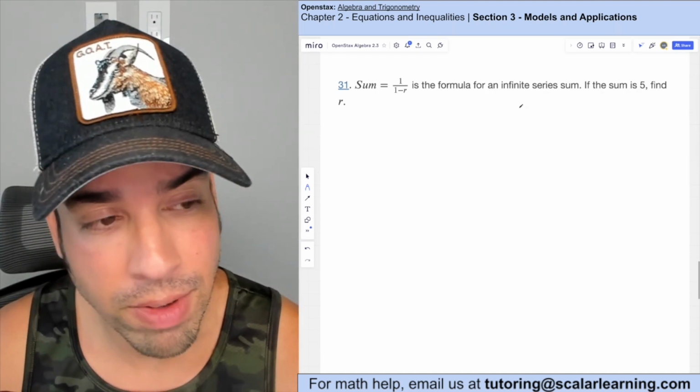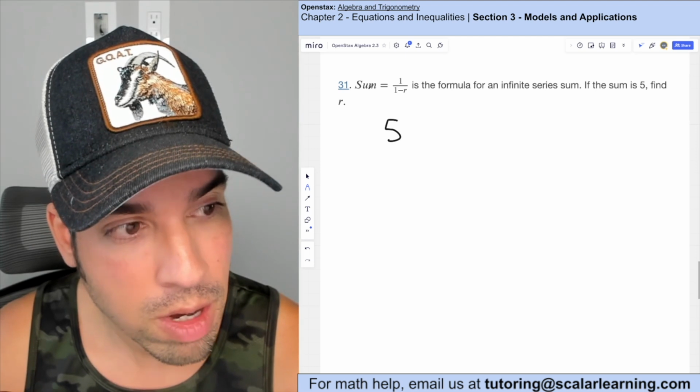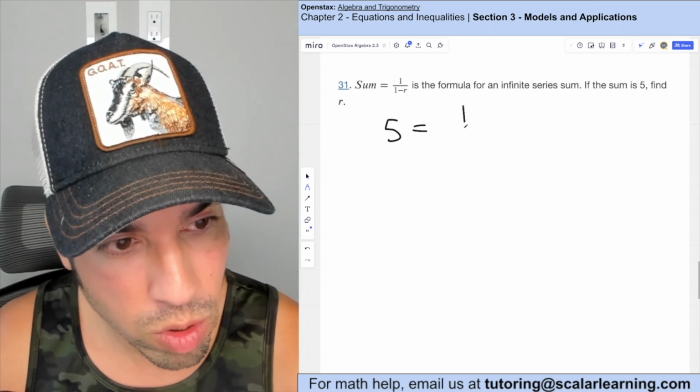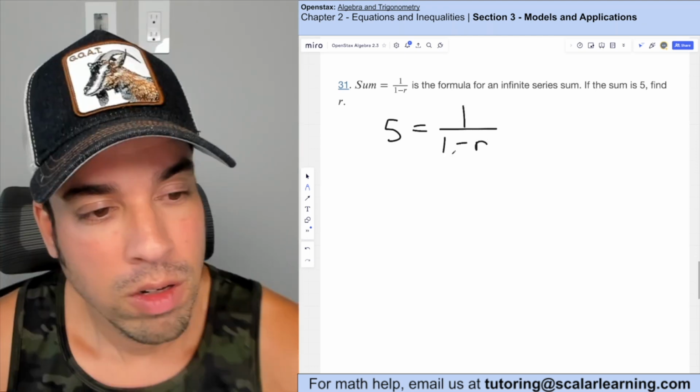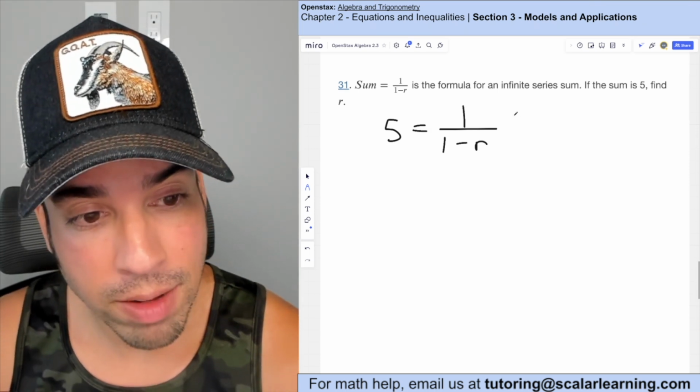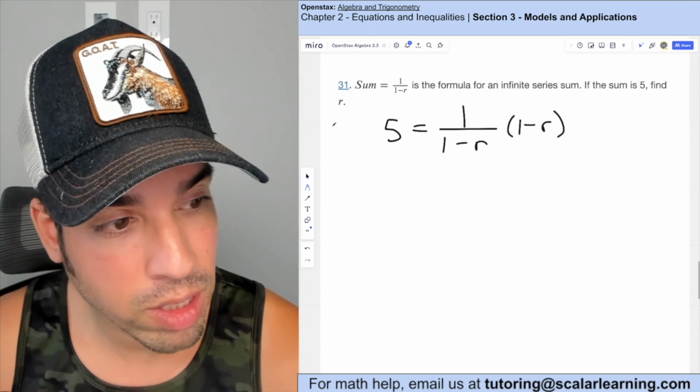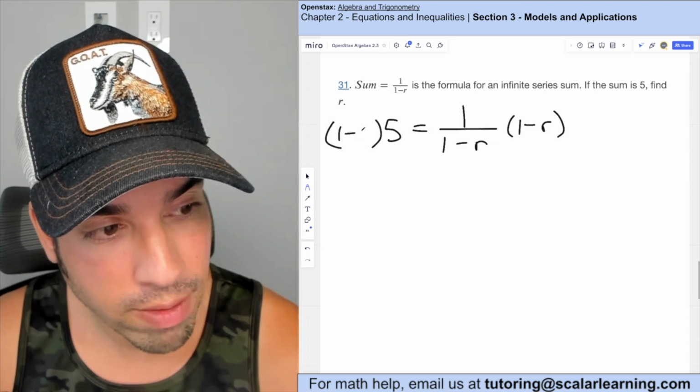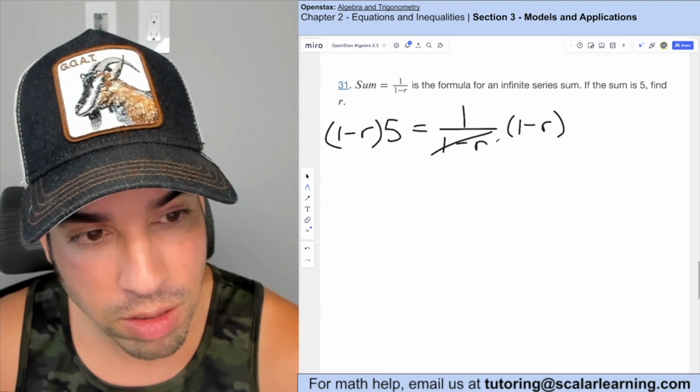1 over 1 minus r is the formula for an infinite series sum. If the sum is 5, find r. So guess what? I plug and chug. 5, for sum, equals 1 over 1 minus r. Now we want to solve for r, so I'm going to first multiply both sides by that denominator to have a chance of solving for r. This cancels out, this cancels out.